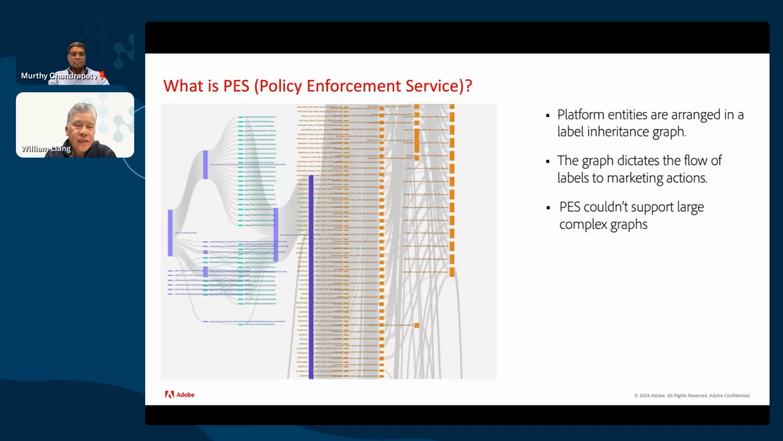A core service of data governance is the policy enforcement service. This is the service by which various platform entities are registered and arranged in a label inheritance graph. This label inheritance graph dictates the flow of labels from schemas and data sets down to audiences and marketing actions. And as shown on the screen, you can see how for various customers, this label inheritance graph can get extremely large, extremely complex, and highly connected.